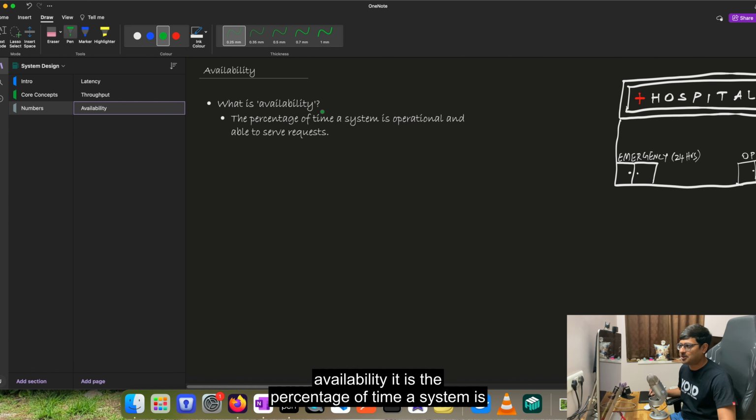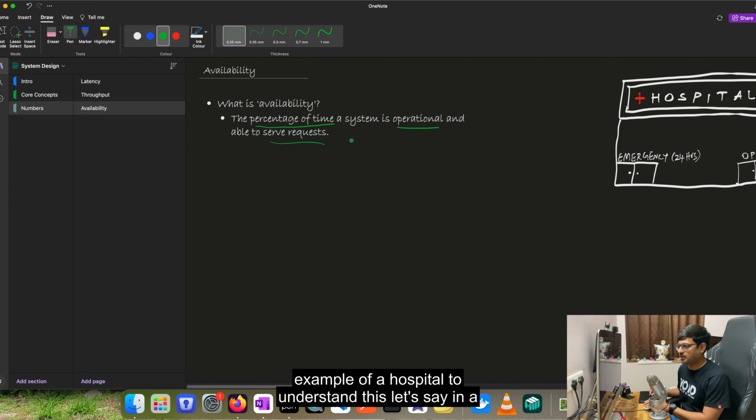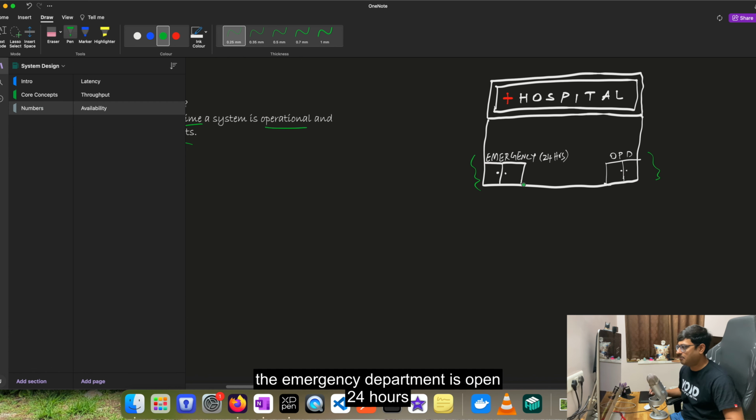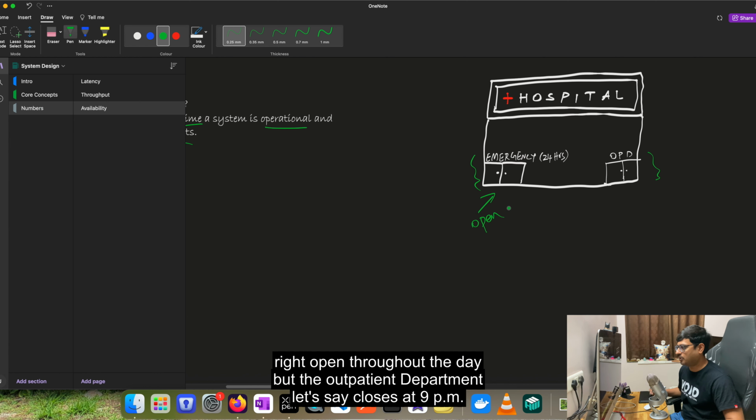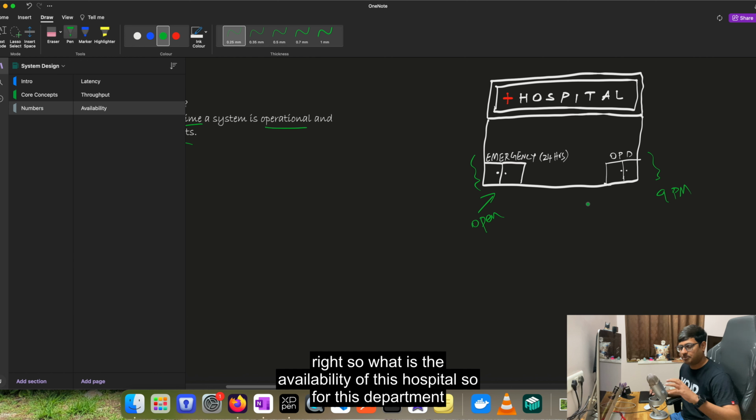So what is availability? It is the percentage of time a system is operational and is able to serve requests, right? So let's take an example of a hospital to understand this. Let's say in a hospital, there are two departments. One is the emergency department and the other is the outpatient department, right? The emergency department is open 24 hours, open throughout the day, but the outpatient department, let's say, closes at 9 p.m. So what is the availability of this hospital?